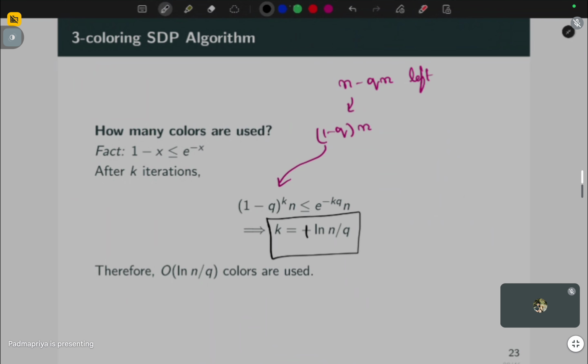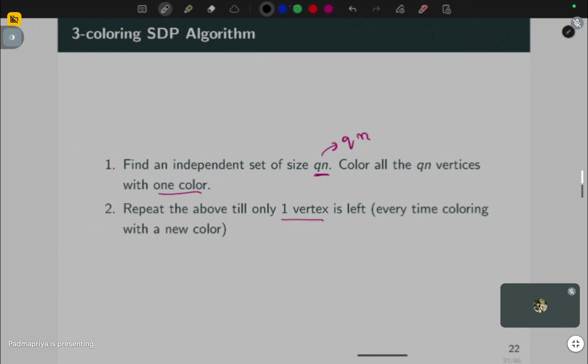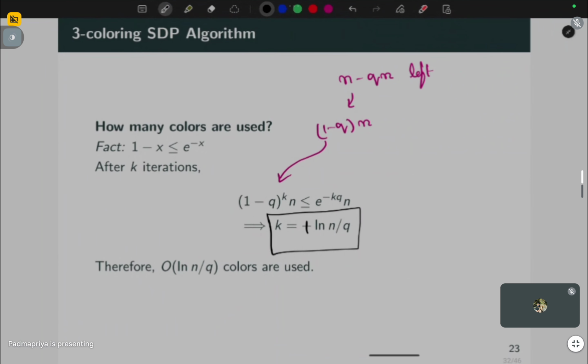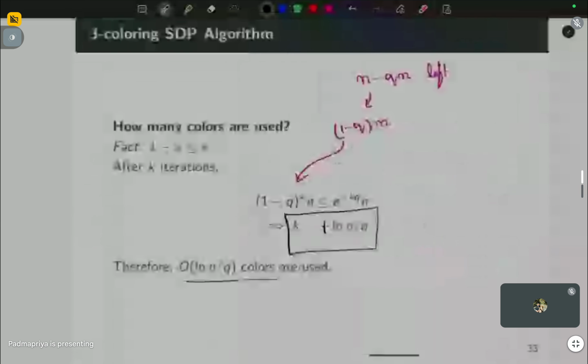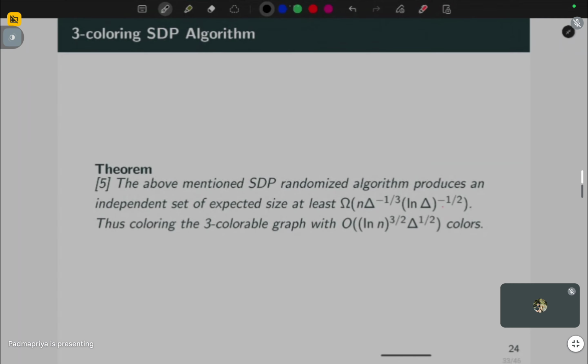So we would need these many colors, because every iteration I'm coloring with one color, and the next iteration I'm coloring with a new color. So the number of iterations this algorithm runs is k iterations, which is ln n by q. So we need ln n by q colors, substituting this value from the theorem. We know q is this number, in terms of delta and ln delta. If we put in this expression, you will end up getting that the algorithm uses ln n to the power of 3 by 2 times delta to the power of 1 by 2 many colors. So again, the proofs will come later if we get time.